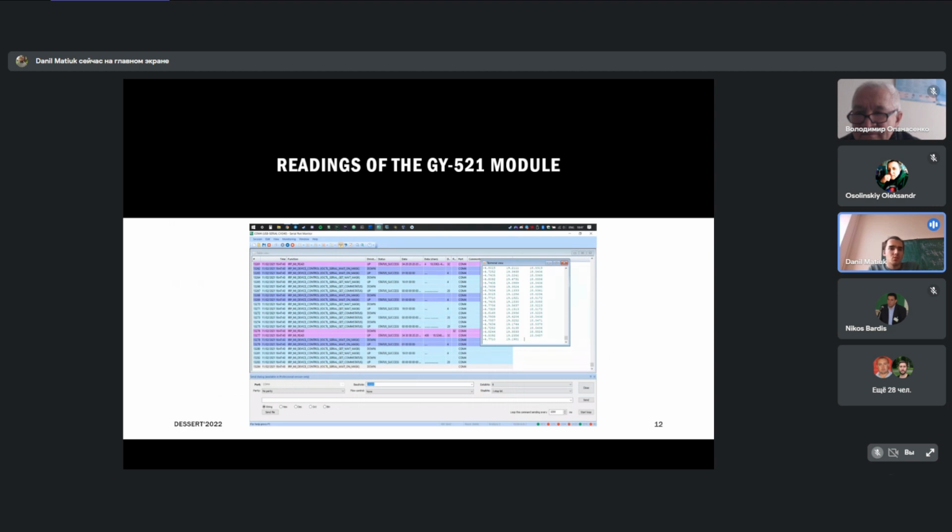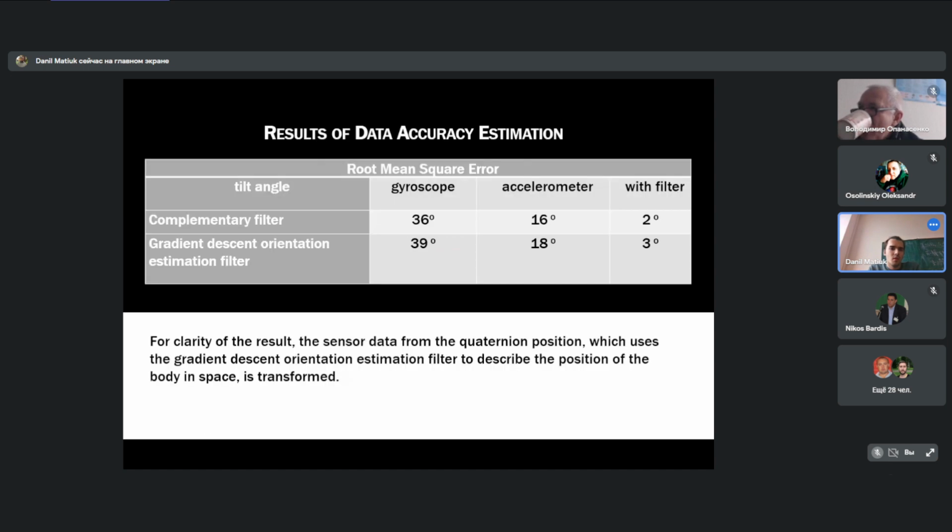This slide shows the result of reading the GY-521 module when applying 10% of the power of the quadrotor engines. This discusses the reading of the tilt angles for the test period. The RMSE values are 36 degrees and 16 degrees for the gyroscope and accelerometer respectively.